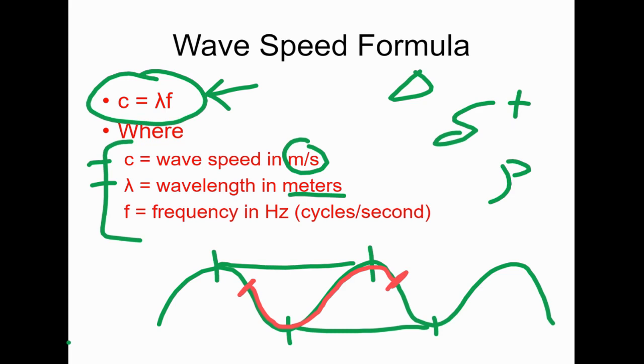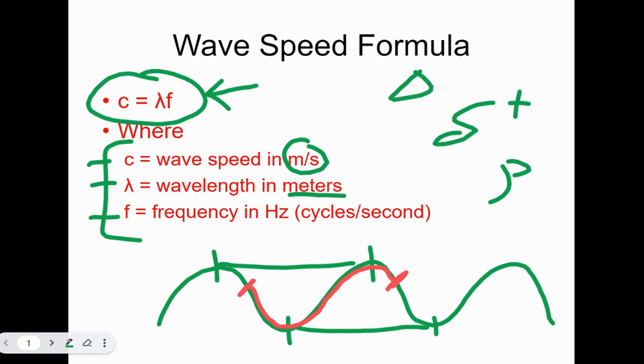So any of those measurements would be wavelength, and we'll use meters. Again, we can use lots of different units. In the future, you'll see waves measured in maybe millimeters or micrometers, even nanometers sometimes, depending on the size of the wave. But for today, we're just going to be using meters.